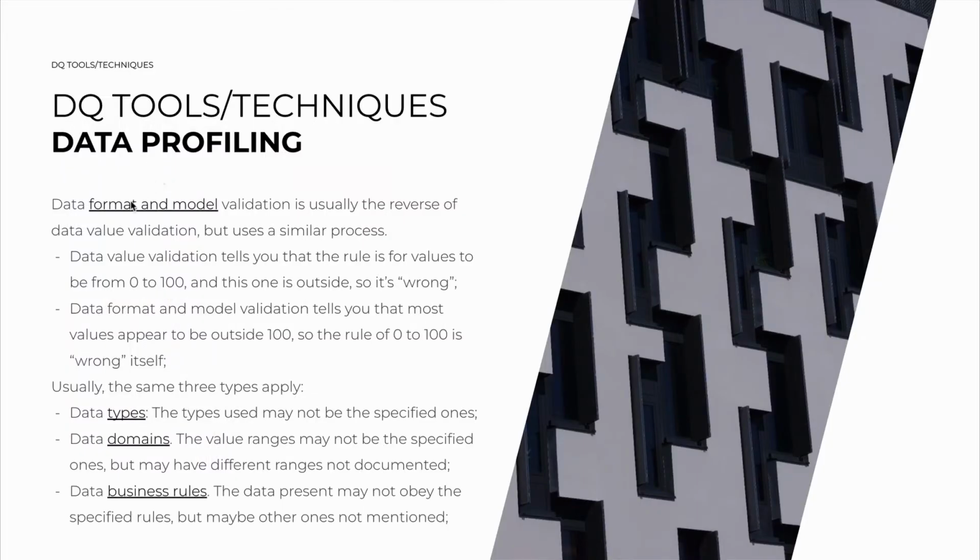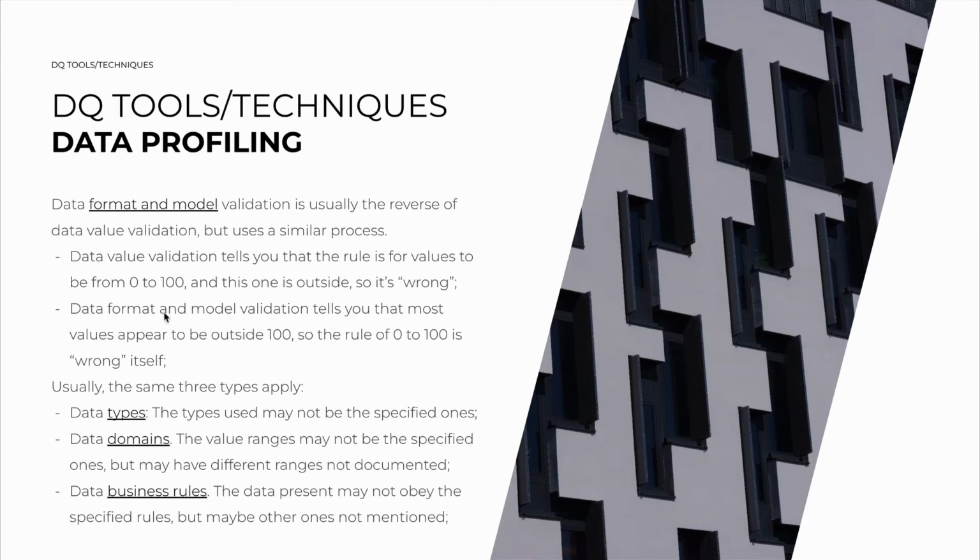Then we have data format and model validation. This is usually the reverse of data value validation, but uses a similar process. That is, instead of verifying that the values fit the rules, you're verifying that the rules are the right ones for these values. For example, data value validation tells you that the rule is for a set of values to be from 0 to 100. And if this particular reading is outside, it's a wrong value.